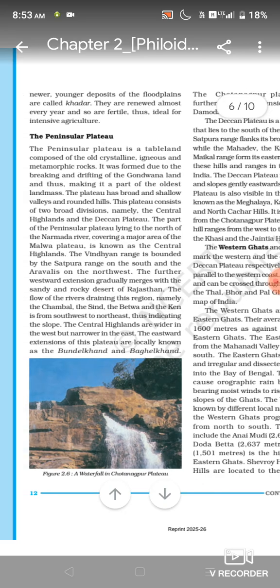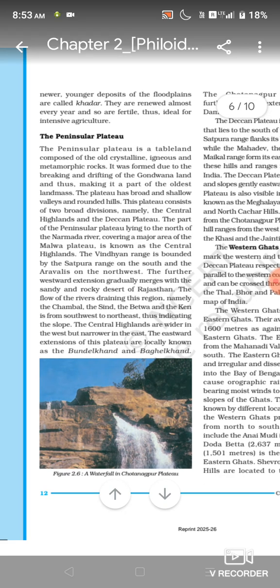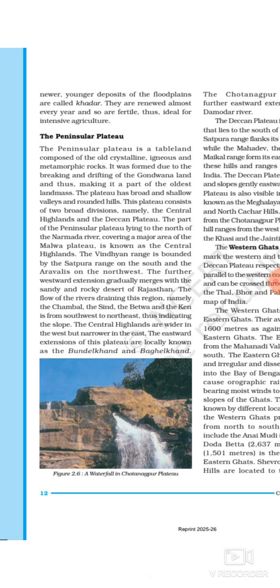Come to the third, the Peninsular Plateau. The Peninsular Plateau is a tableland composed of old crystalline, igneous and metamorphic rocks. It was formed due to the breaking and drifting of the Gondwana land, thus making it part of the oldest landmass. The plateau has broad and shallow valleys and rounded hills. These plateaus consist of two broad divisions, the Central Highland and the Deccan Plateau.